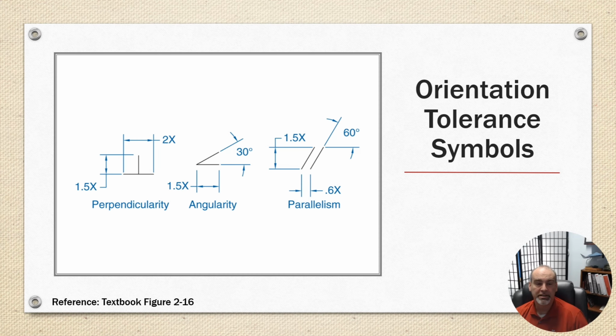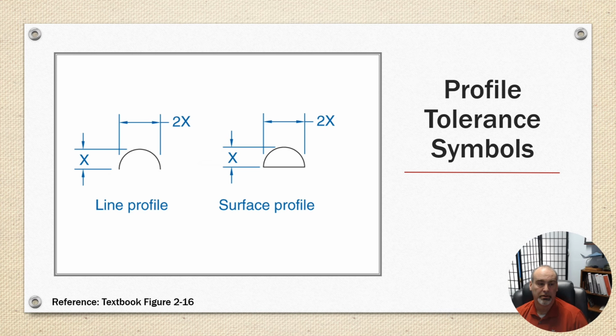Okay, we have our orientation tolerance symbols that include perpendicularity, angularity, and parallelism. Then we have our profile tolerance symbols, which are line profile and surface profile. They're the same except for we've got a line bridging across the bottom of the surface profile. The symbols are the same. How they're applied are different.